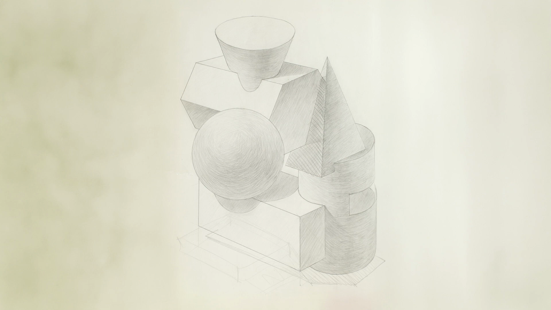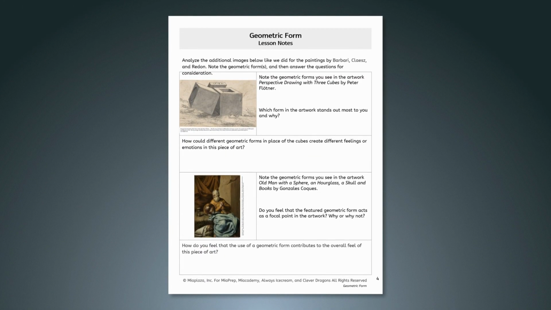From the harmonious balance of spheres to the stability of cubes and the tension of pyramids and cones, each geometric form brings its unique character to the canvas. Some additional images are provided in the lesson PDF that explore the use of geometric forms in more compositions. Feel free to examine and consider them further after the video.